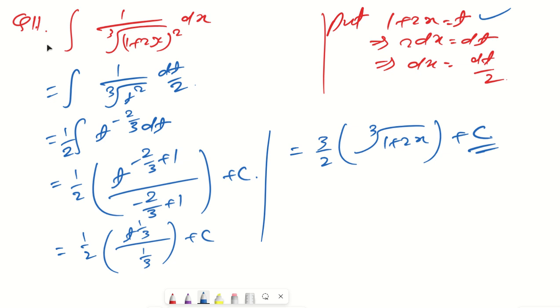So hope you now have a complete understanding of how to do integration by substitution. I have put a lot of questions and you have a complete understanding of integration by this particular method. Thank you guys.